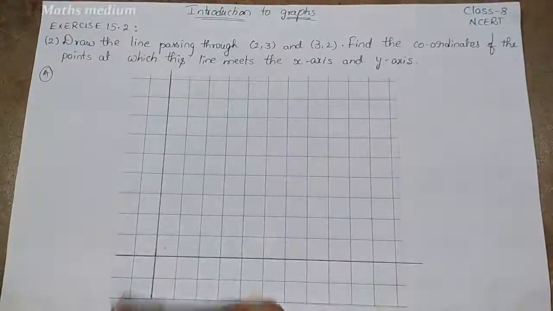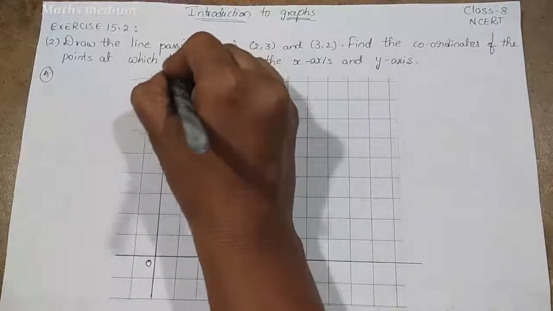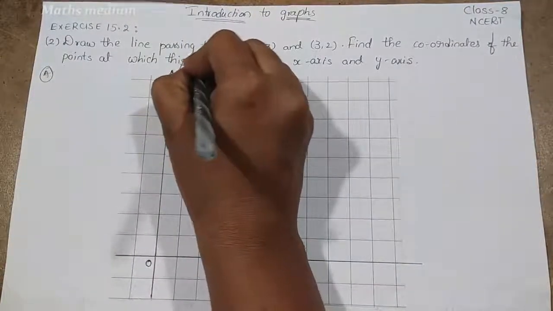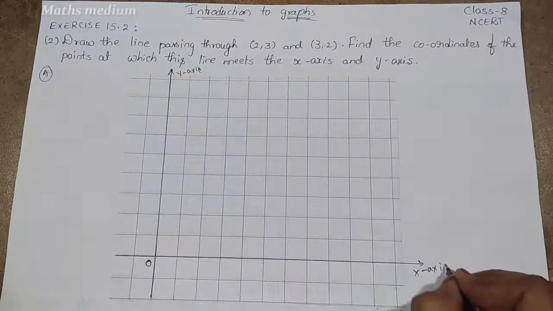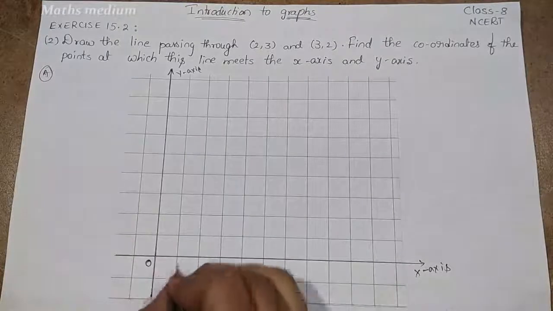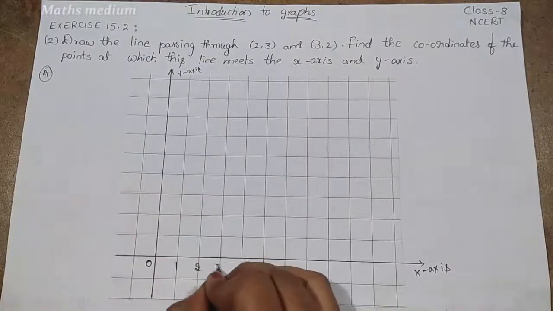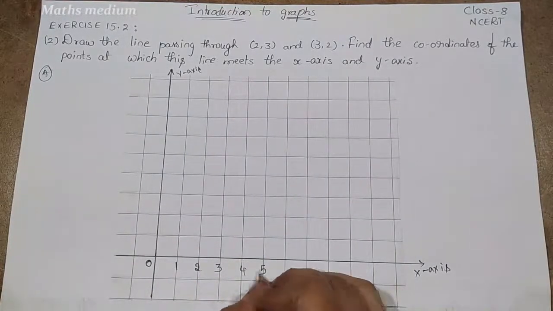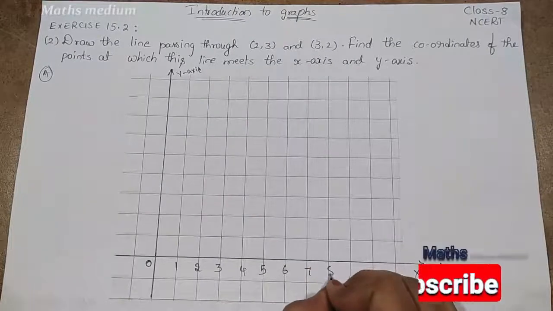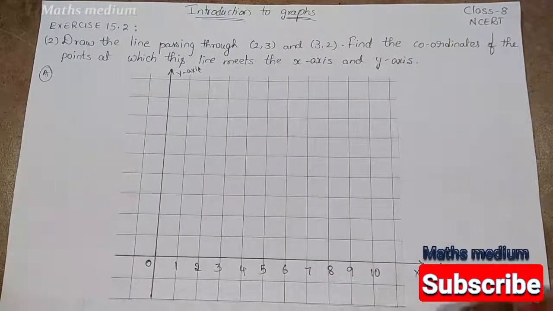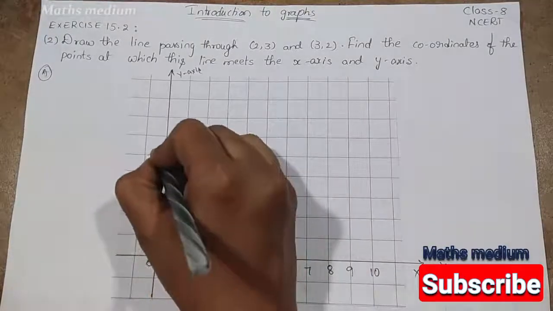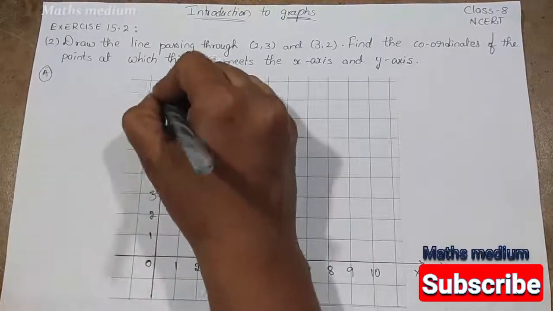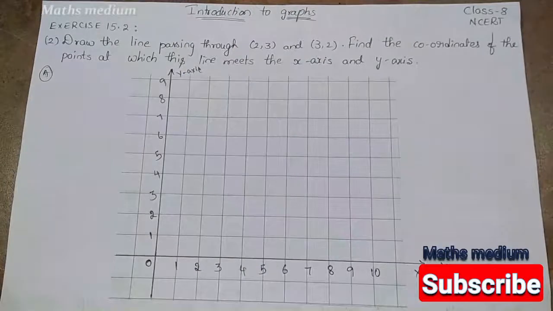See, 0. And this is y-axis and this is x-axis, right? So represent points 1, 2, 3, 4, 5, 6, 7, 8, 9, 10. Here also 1, 2, 3, 4, 5, 6, 7, 8 up to 9 here. So it's enough, I think so.